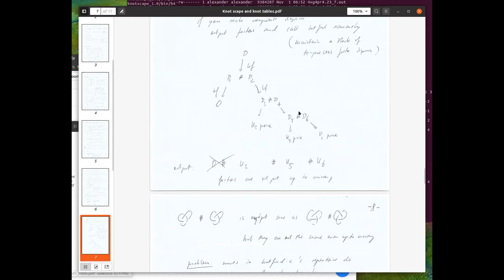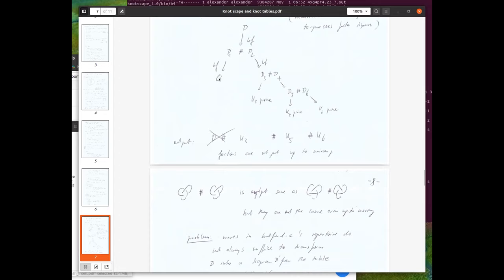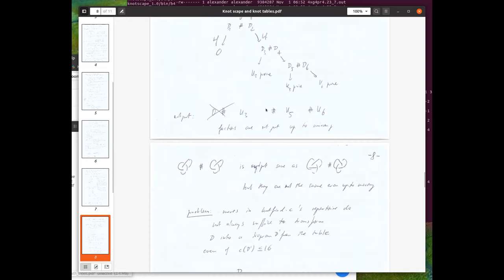So let's say I start with a diagram D. It finds that it has a connected sum D1 connected sum D2. Then I reduce D1, let's say I get K1. I reduce D2 to some other connected sum. Then I reduce D3 to some diagram of some prime knot, D4 to another connected sum, and then I continue reducing until I get prime knots or unknots. Connected sum with unknots doesn't matter: unknot connected sum something, you can simply remove it. And in this case, you would get K3 connected sum with K4 connected sum with K5 connected sum with K6, as I have drawn. And this is what it will report.